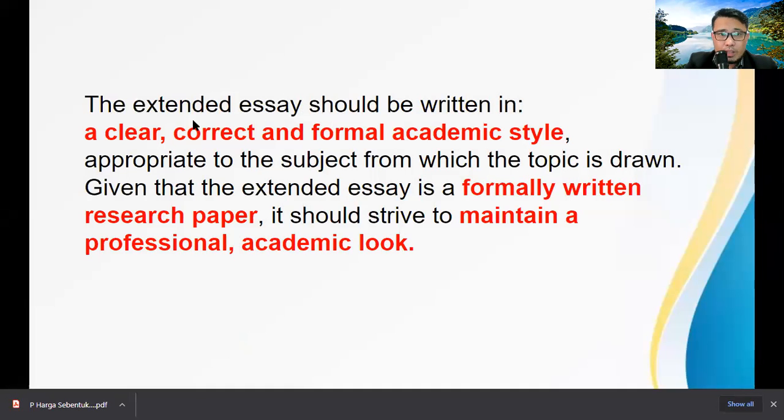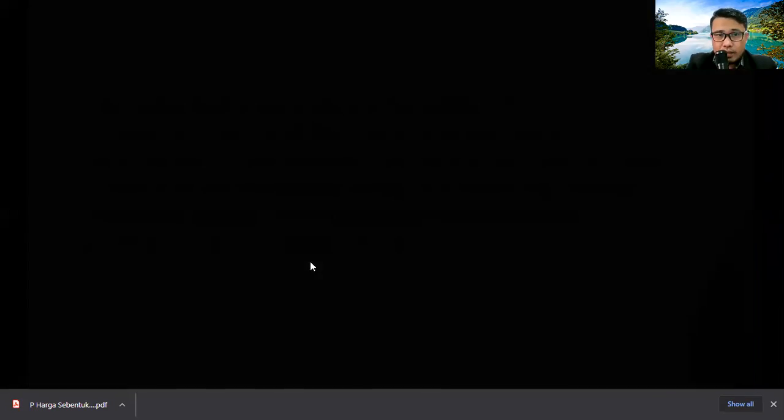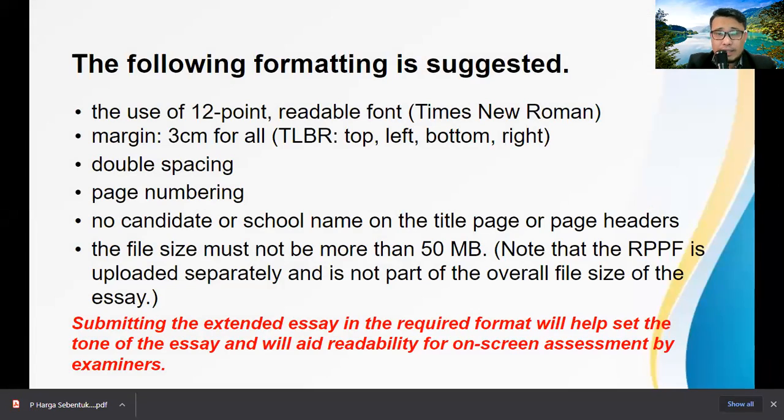So the extended essay is supposed to be written in a clear, correct, and formal academic style. And the very important thing is to maintain a professional and academic look. So it means that there is a standard being put in this writing. Here the following formatting is suggested. Use 12 point font size. Here I write Times New Roman, because that's standard in every institution.